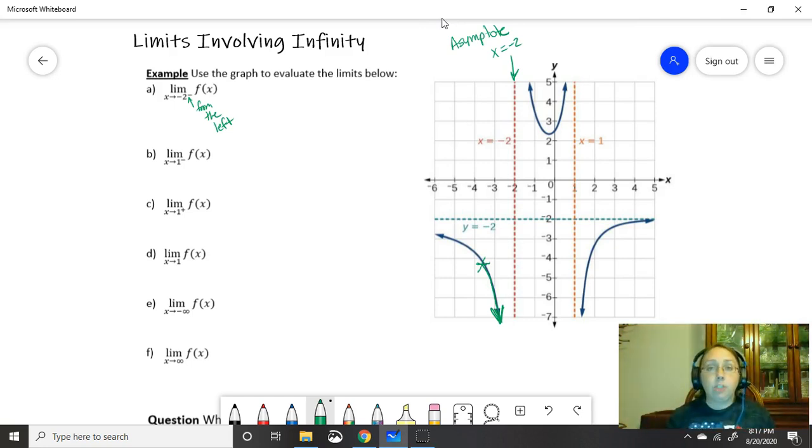So what are the function values, meaning the y values, doing as we follow this curve down towards our vertical asymptote? The function values are getting more and more negative. So we would say that this function is approaching negative infinity as x approaches -2. And that would be your answer.